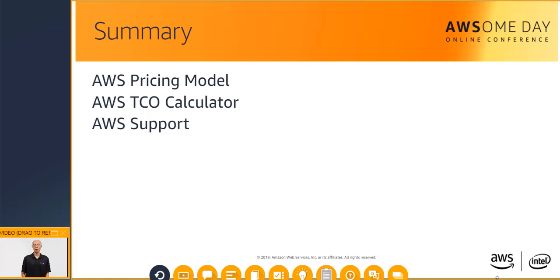The support plans visited today were Basic, Developer, Business, and Enterprise Support Plan. As discussed, all support plans provide 24/7 access to customer service, AWS documentation, white papers, and support forums, access to 6 core Trusted Advisor checks, and access to Personal Health Dashboard. For additional technical support and support resources, we provide additional plans to fit your unique business needs.